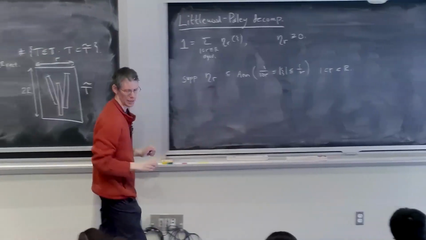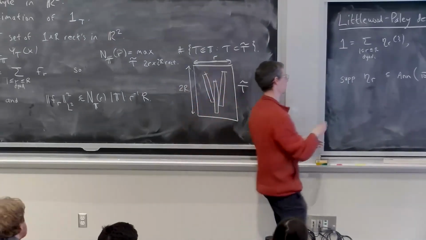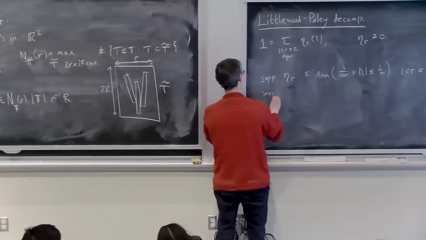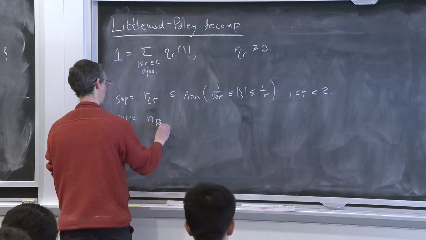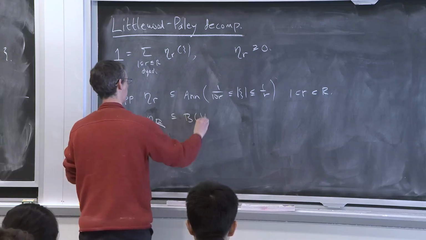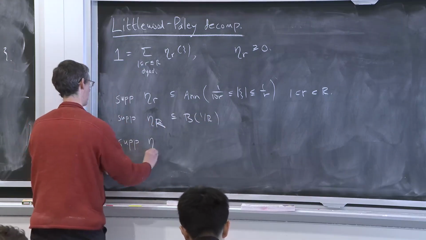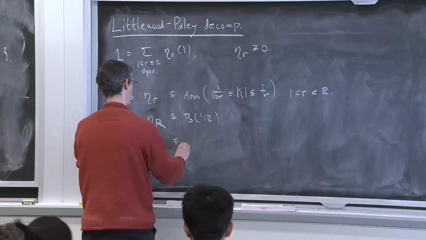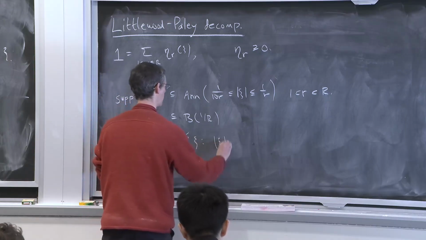At the endpoints, we need to have not just an annulus, but something a little bit bigger to cover all the frequencies. So the support of eta capital R is contained in the ball of radius 1 over R. And the support of eta 1 is contained in the set of xi where the norm of xi is bigger than 1/10.